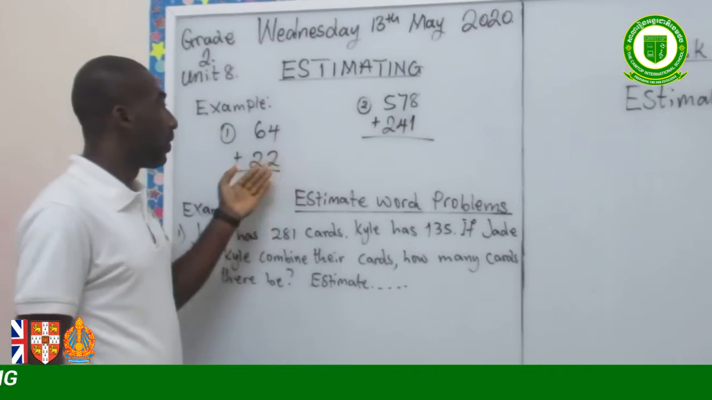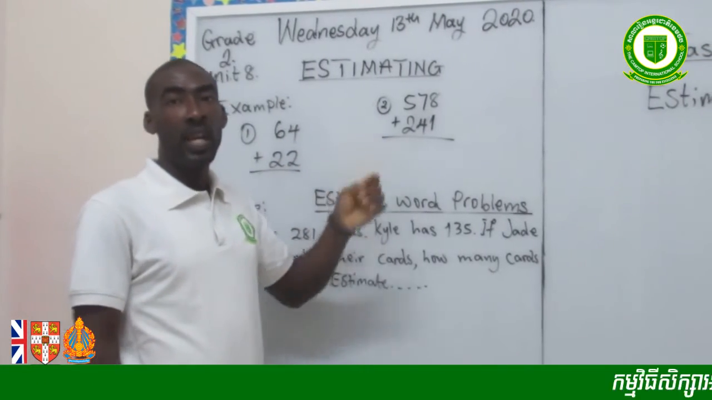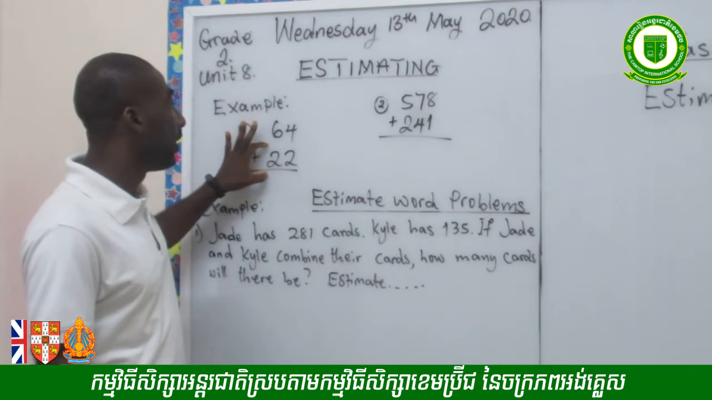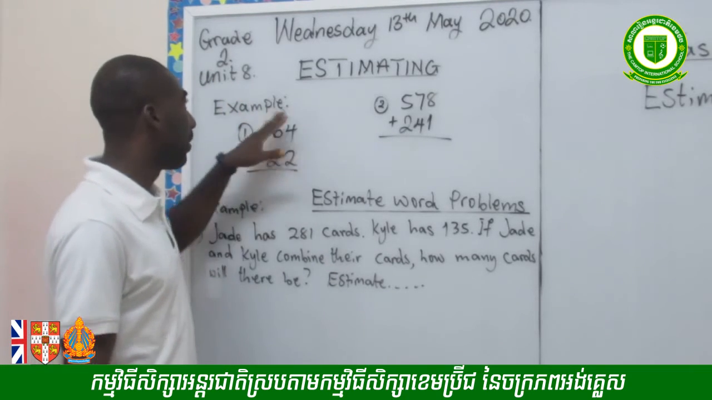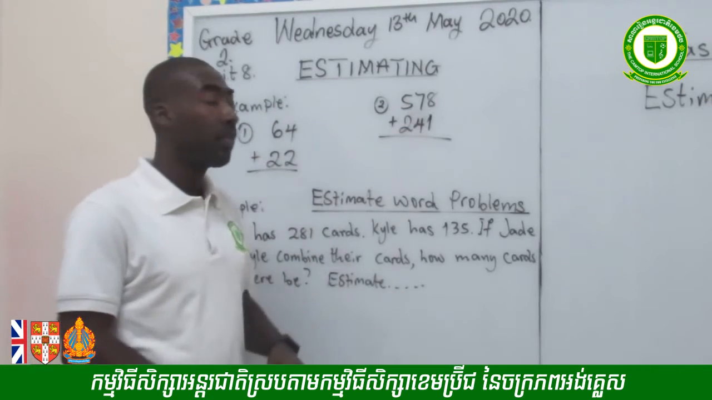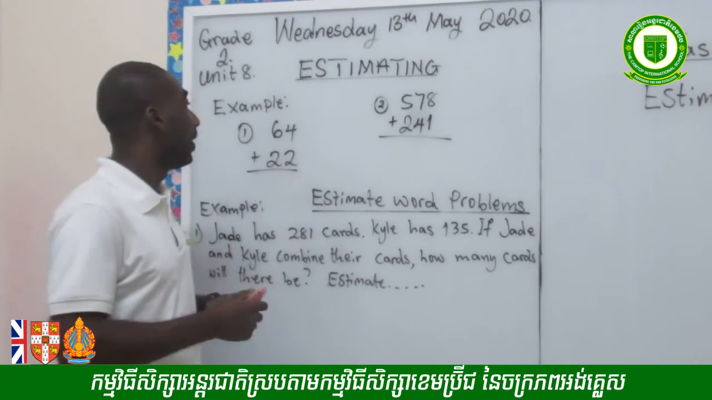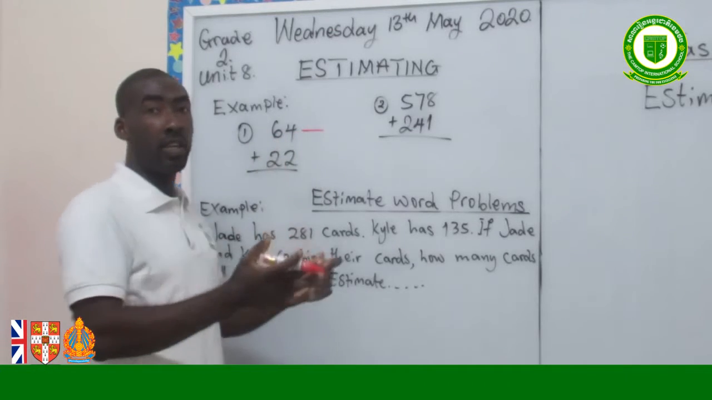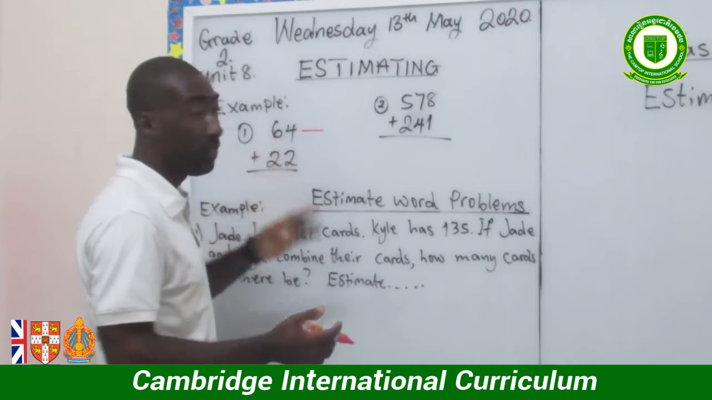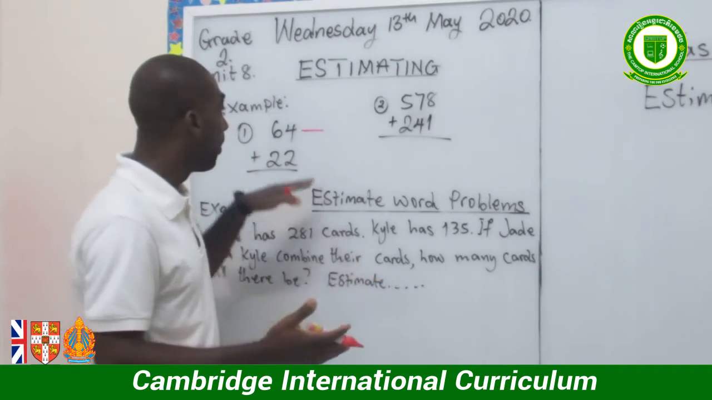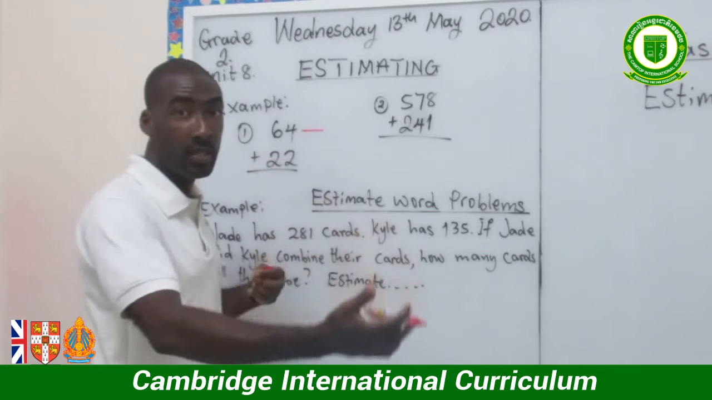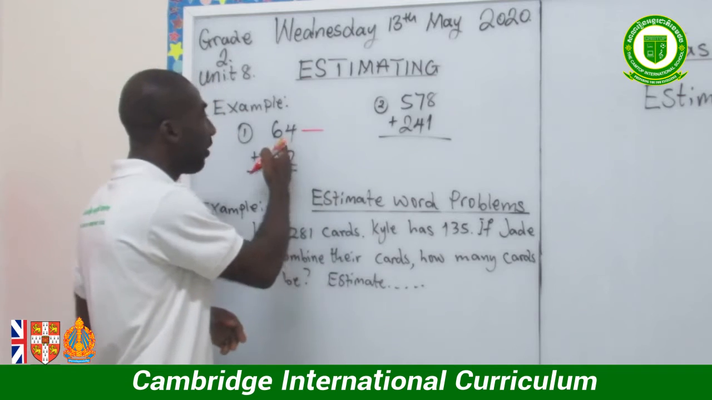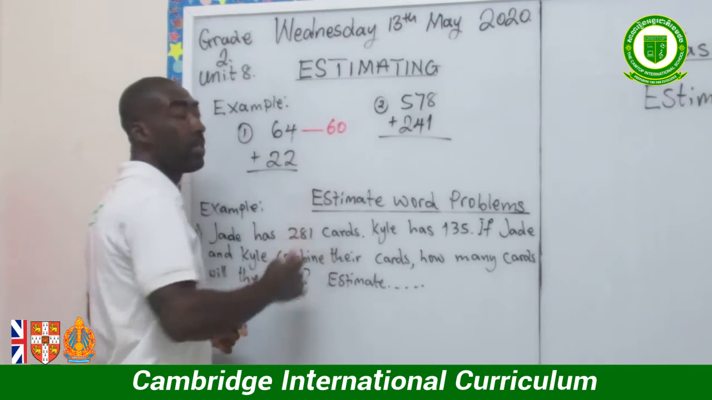There are two examples up here as we did last week. We have 64 and 22 that we are supposed to add, but we're supposed to do estimating. So how do you do this one? The first thing you have to do is change your 64 to the closest value. 64 is very close to 60, okay? Because this is 4, the steps to 70 is more. So you have to come backwards to 60. So this value will change to 60.